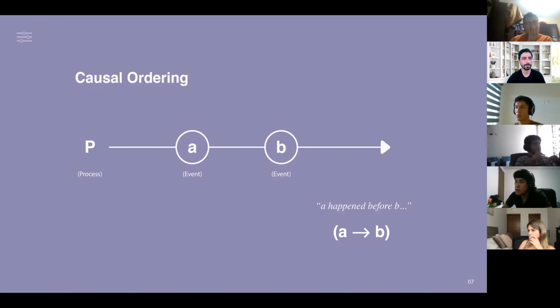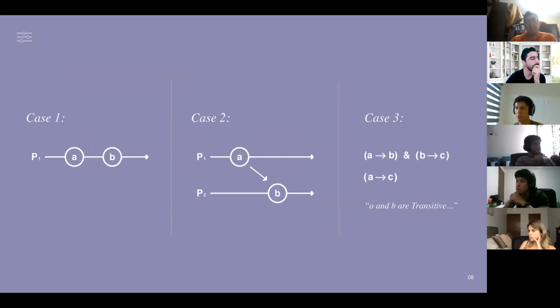Let's say we know for sure that A and B are events in a linear process. If A and B causally affect each other, then we use an arrow to represent that, and we say A happens before B. That's all. That's causal order. It's pretty simple. This is true if it satisfies the following three cases. The first one: if A and B happen in the same process, we say that A happens before B. You cannot receive a message if you don't send it, right?